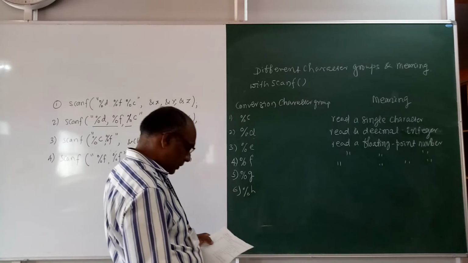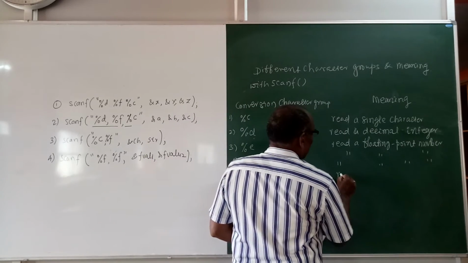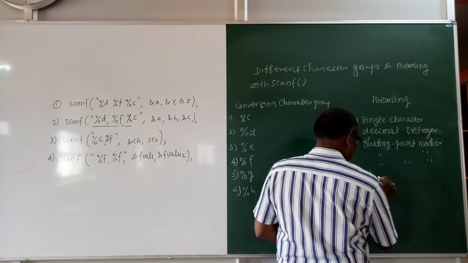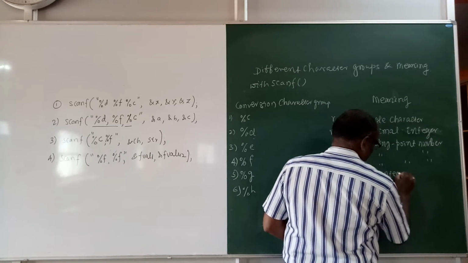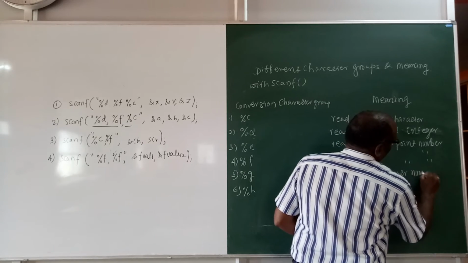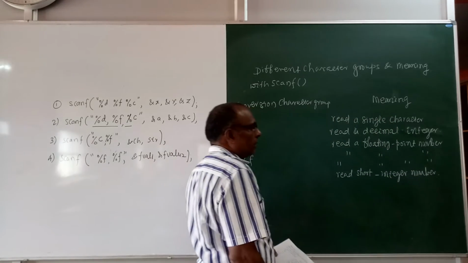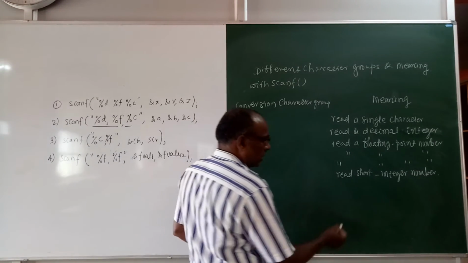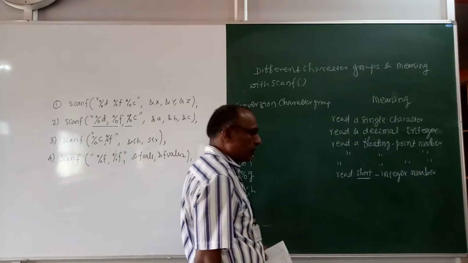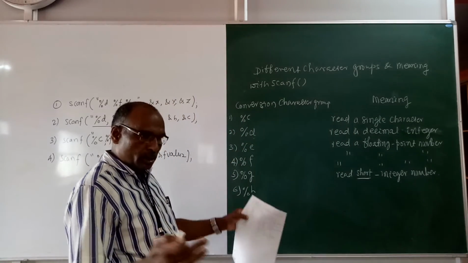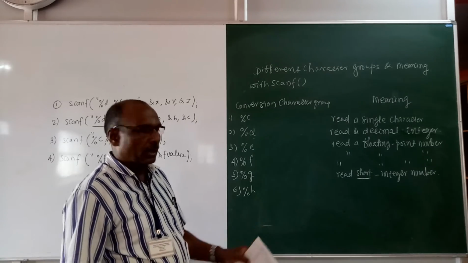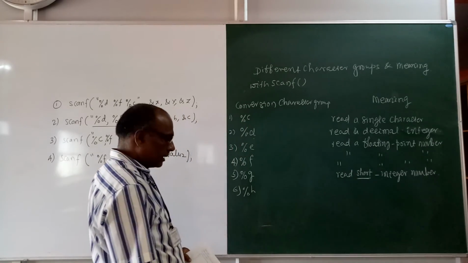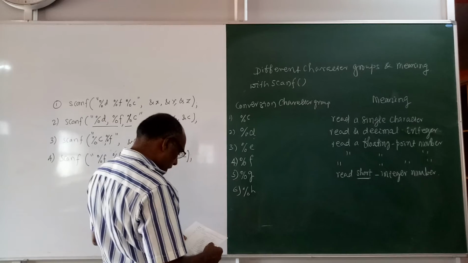Say percent h, small h. This will read a short integer number. When we discussed data types, we saw modifiers called qualifiers. We can apply them to a short, to a long, to a double, and so on. They are called additional qualifiers for a data type. That is short integer number, h.